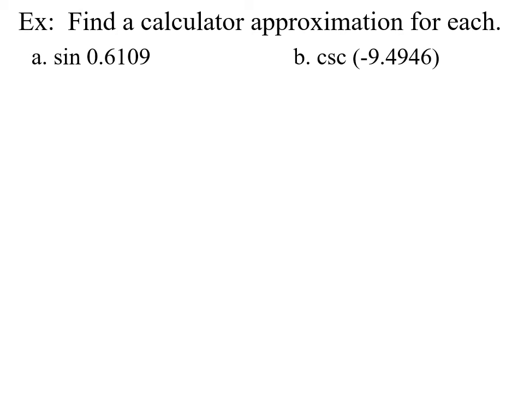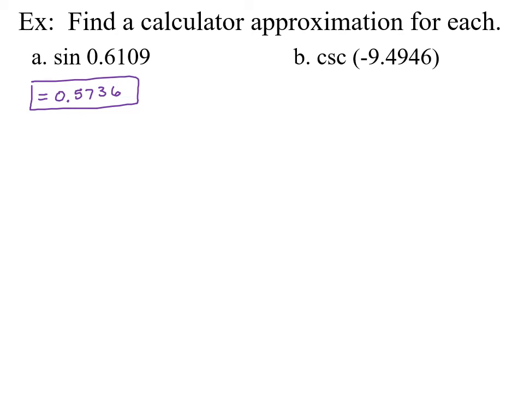So sine of 0.6109, you can just type that in. And remember, sine will give you a number between -1 and 1. So this will give me a value, since it's got 4 decimal places, I'll go 4 decimal places as well. 0.5736. And that's all you really do.